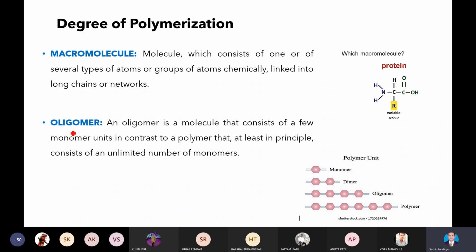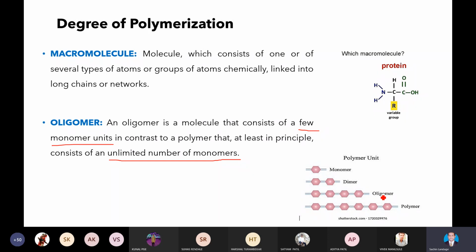Next, I told you one more term, the oligomer. An oligomer is a molecule that consists of a few monomer units, in contrast to a polymer that, at least in principle, consists of an unlimited number of monomers. So in oligomers we have few monomer units, whereas in a polymer we have an unlimited number of monomers. Oligomers are nothing but low molecular weight polymers.